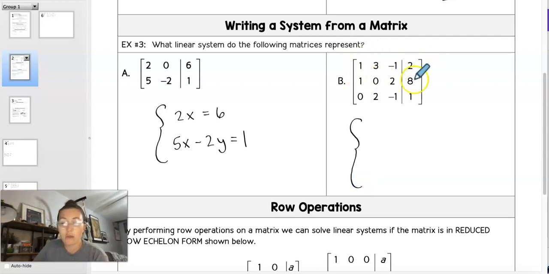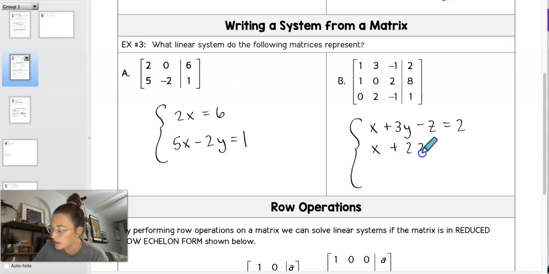Okay, this one should be 3 equations with 3 variables. So this would be an x plus 3y minus z equals 2. Next one would give me an x. There's no y, so do not put plus 0y. And then there's a plus a 2z equals 8. This one there's no x, so I'm starting with y. 2y minus z equals 1.